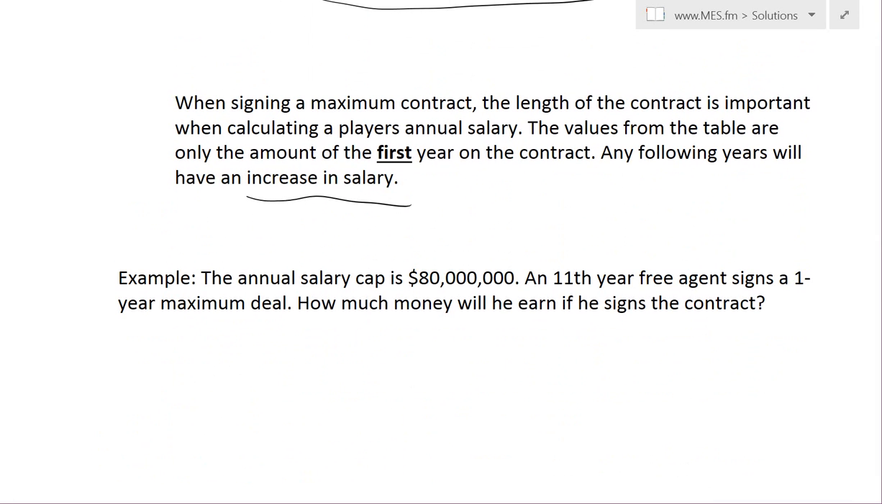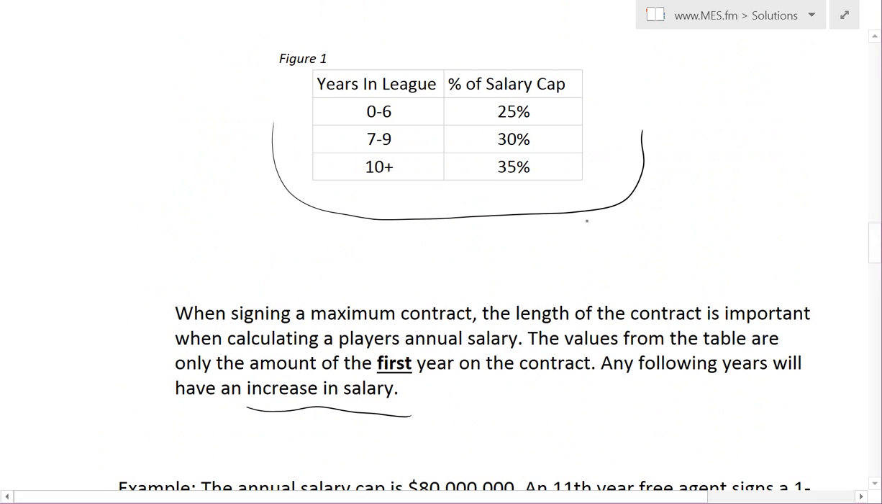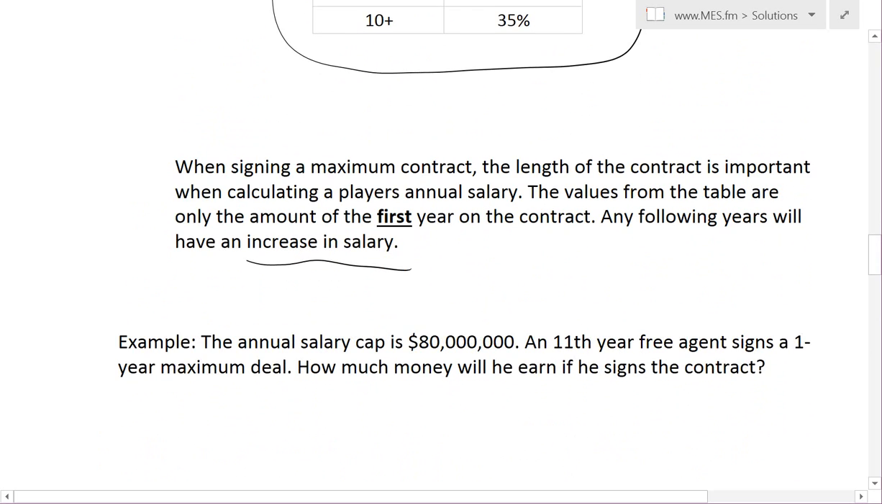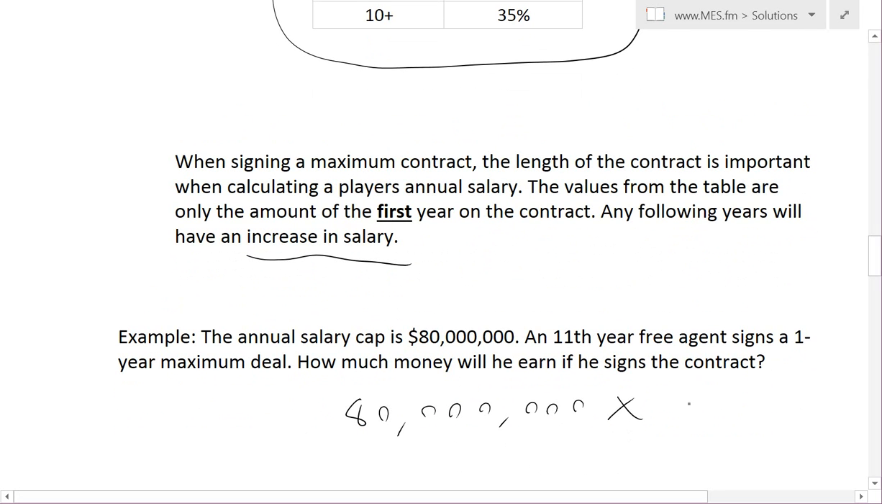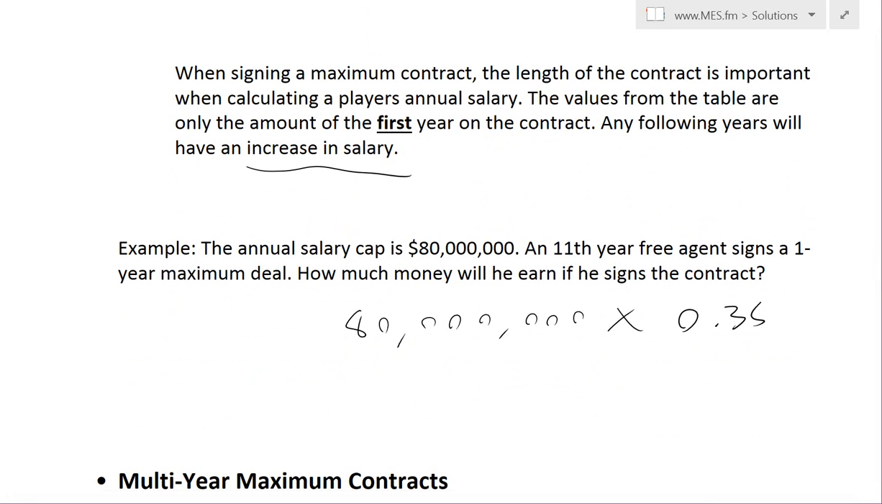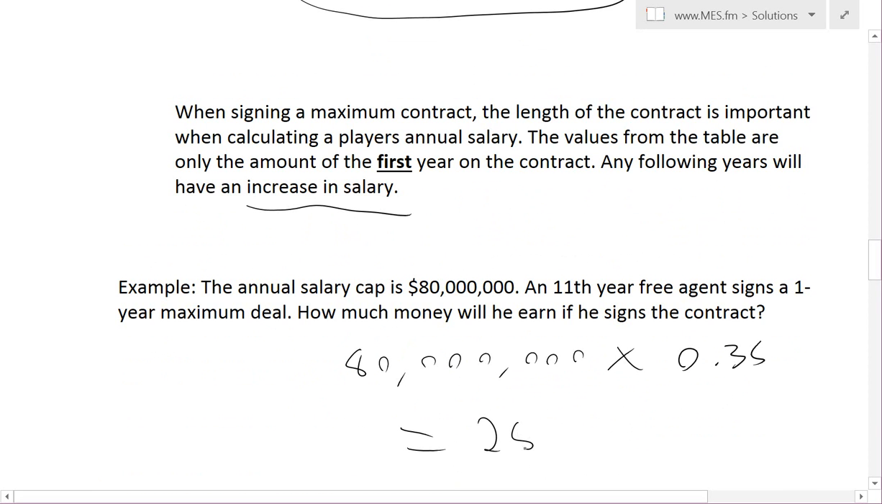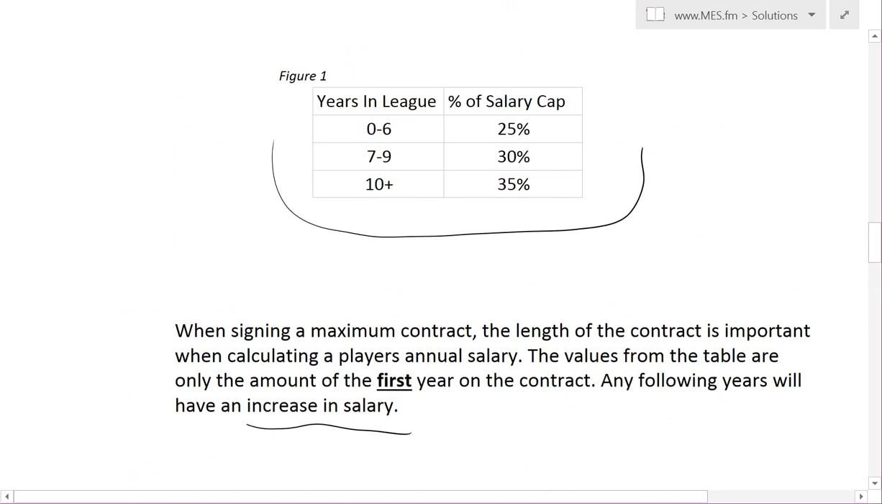The annual salary cap is $80 million. An 11th year free agent signs a 1-year max deal. How much money will he earn if he signs the contract? So basically we go back up and we look at this. Because he's an 11th year player, he can receive 35% of the salary cap if he signs a maximum deal. So we take the 80 million and simply multiply it by the 35%, which is 0.35. That's going to give us 28 million on the contract because it's following the figure here.